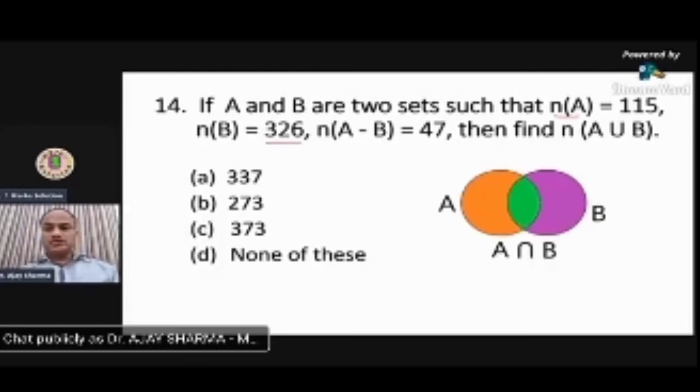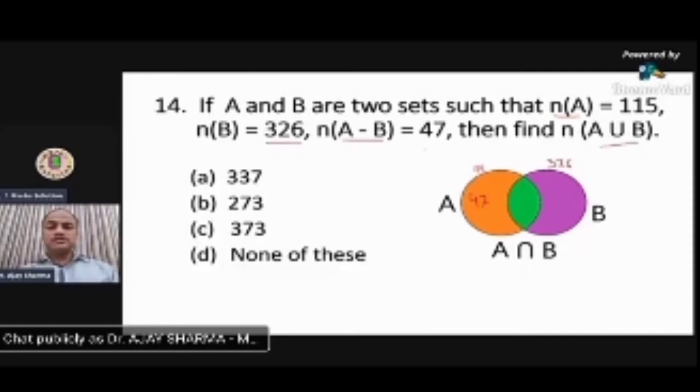So let us try to understand. N(A) is 115. It means in this entire set there are 115 elements. N(B) means in the other circle, set B, we have 326 elements. Now what can we say about N(A − B)? A difference B means this orange portion, and this portion has 47 members, or 47 elements. Now we have to find A union B.